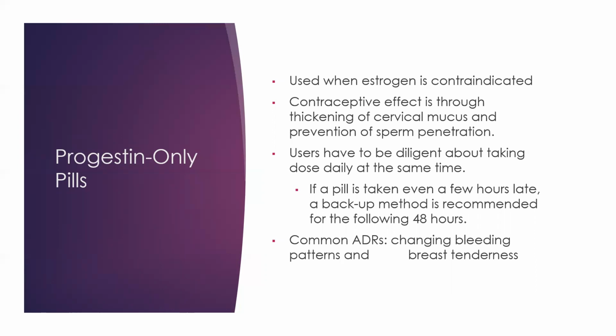So these work by thickening the cervical mucus and preventing sperm penetration. So this occurs 2 to 4 hours after administration and diminishes after 22 hours of administration. So what happens if I miss a pill? You get a baby. So even taking a pill a few hours late in this category can lead to pregnancy. Common side effects are going to be changes in bleeding patterns and then breast tenderness.